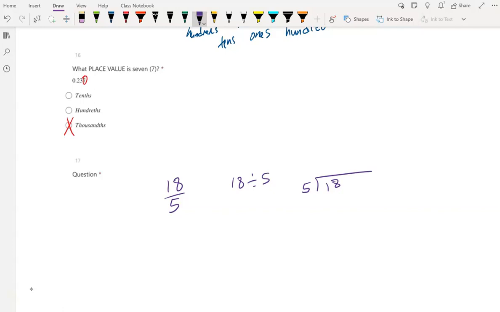How many times does 5 go into 18? Well, let's see. 5 times 1 is 5. 5 times 2 is 10. 5 times 3 is 15. 5 times 4 is 20. So that's too much. So 5 times 3 is 15. I subtract. 18 minus 15 is 3. I have 3 left over. So that would be 3 and 3, because that's how much I have left over. And 3/5. I keep my same denominator. 3 and 3/5.